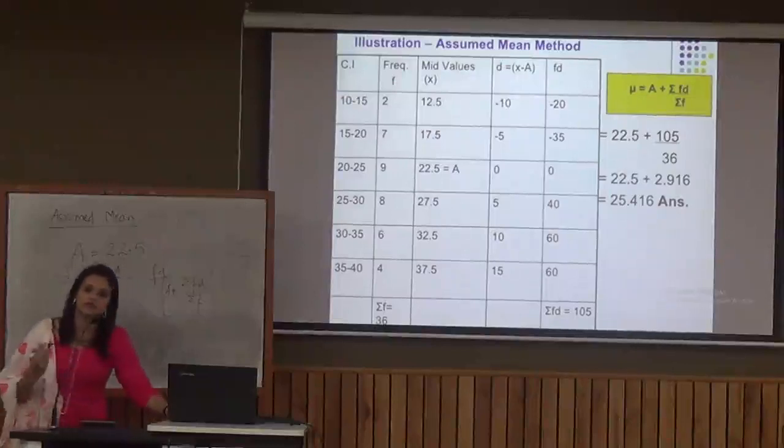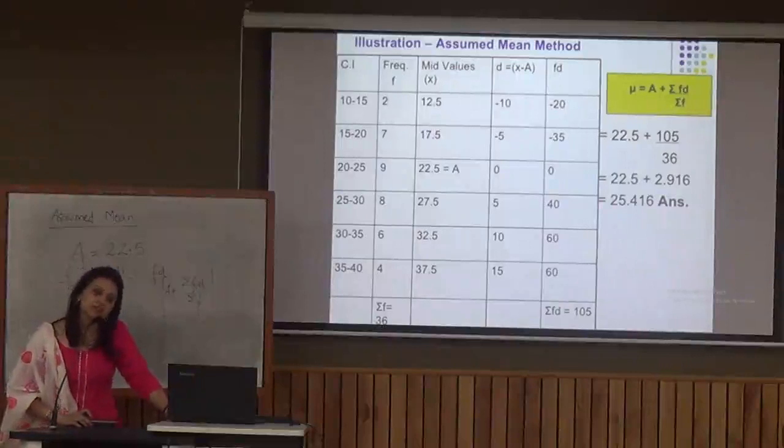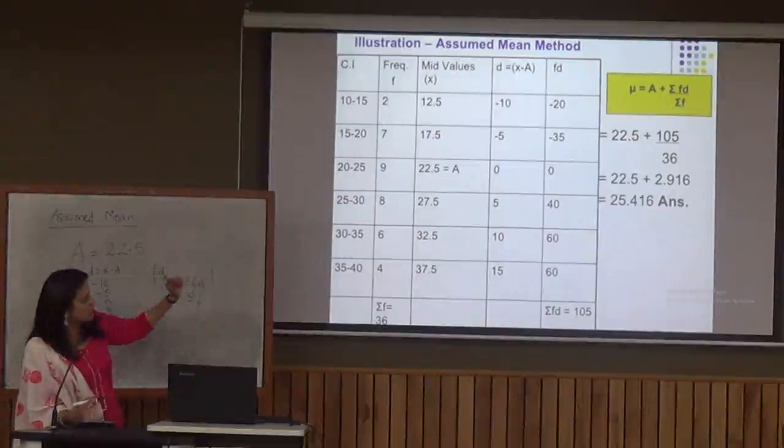Now another method to make the calculation even simpler for you all is another just extension. Can you see there is something common in all the d's here? What is that?